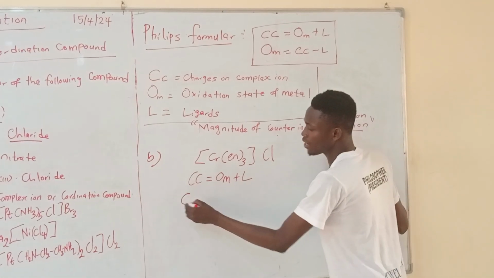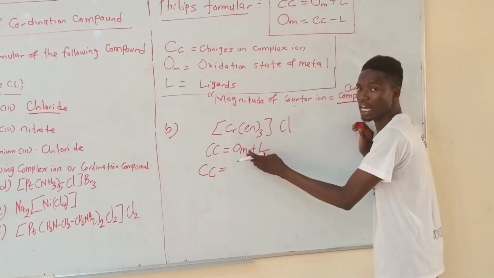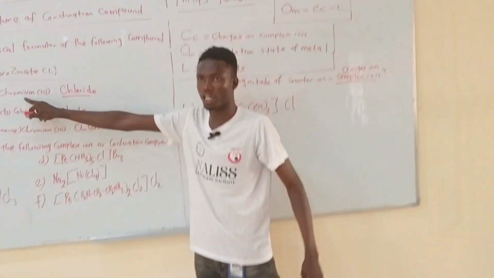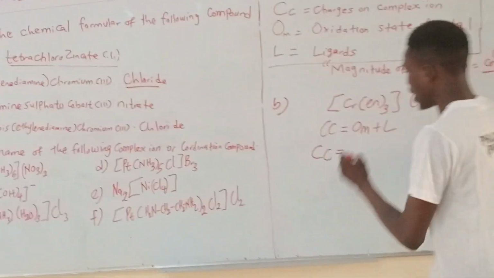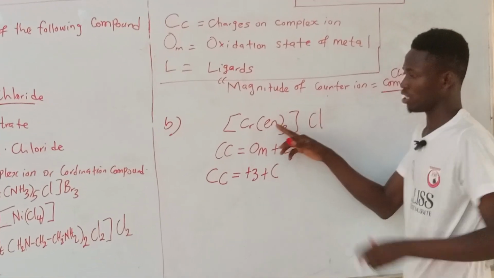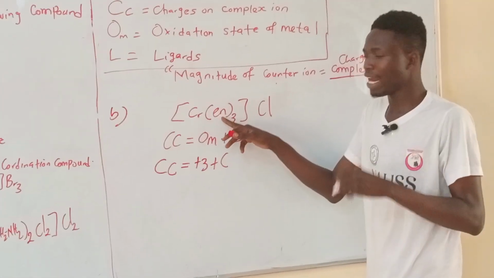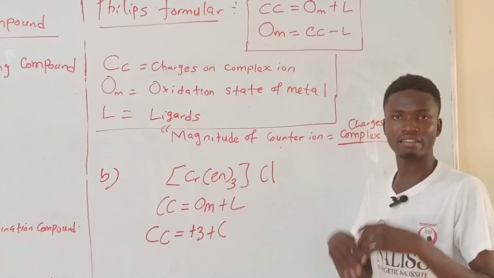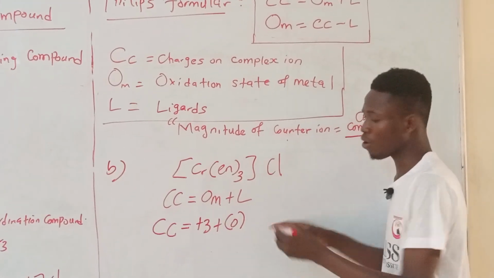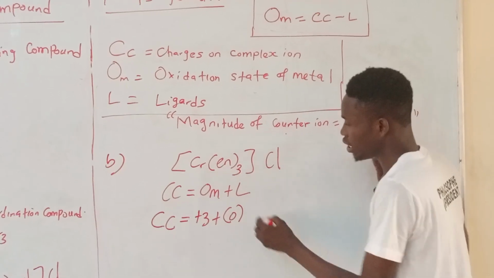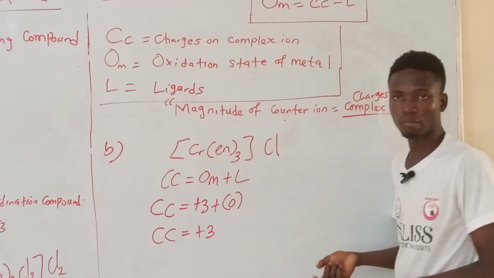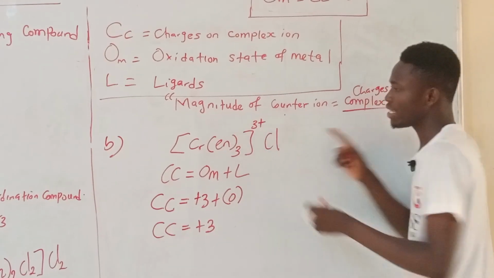Now let's calculate. The charge on the complex ion is going to be the oxidation state of metal. What is the oxidation state of the chromium? It must have been given in your naming. They said chromium 3, so the oxidation state of metal will be plus 3, plus your ligand. You have to know the nature of your ligand. Ethylene diamine is not a charged ligand, it's a neutral ligand, so that is going to be 0, and 0 multiplied by 3 is 0. That means the charge on the complex ion is plus 3.